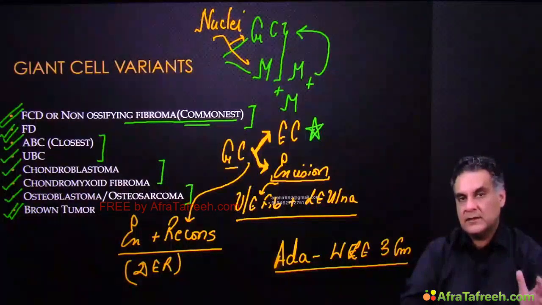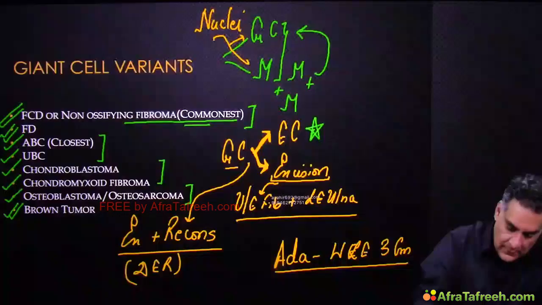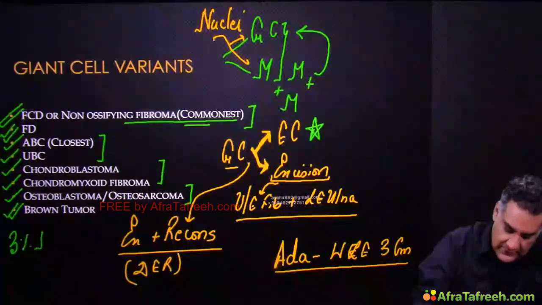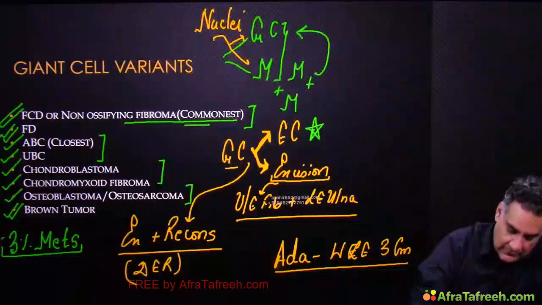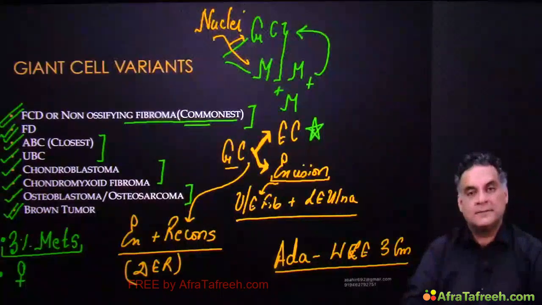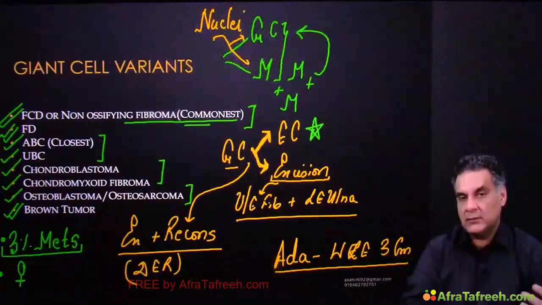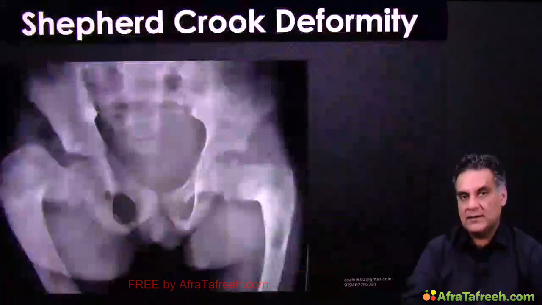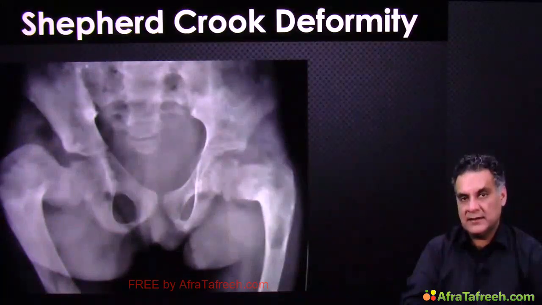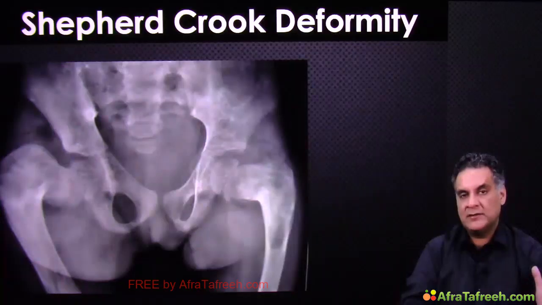And here comes a golden line about giant cell tumor. Remember that 3% cases of GCT can have metastasis. One more golden line: GCT is more common in females. Bone tumors are more common in males. But there are 2 tumors which are more common in females. One is giant cell tumor, G for girls, G for GCT. Second is fibrous dysplasia, F for females, F for fibrous dysplasia.